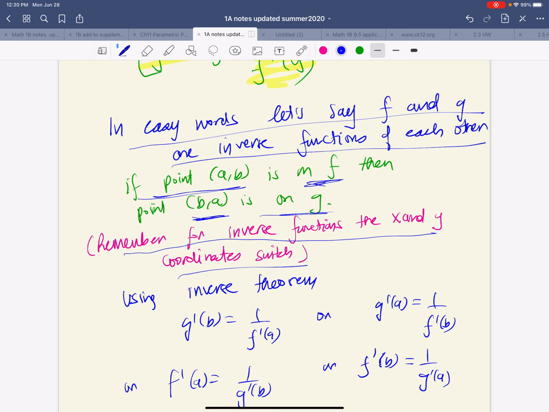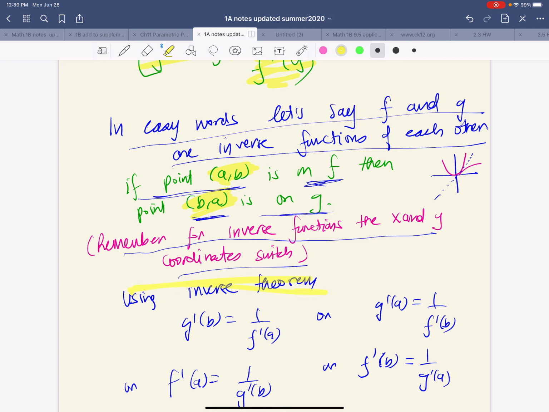So anytime you draw an inverse function, you can reflect it. Here you can also reflect your points along the line y equals x, and the x and y coordinates switch in that case. So remember, for inverse functions, the x and y coordinates switch. If the point (a, b) is on the function f, the point (b, a) is on function g.